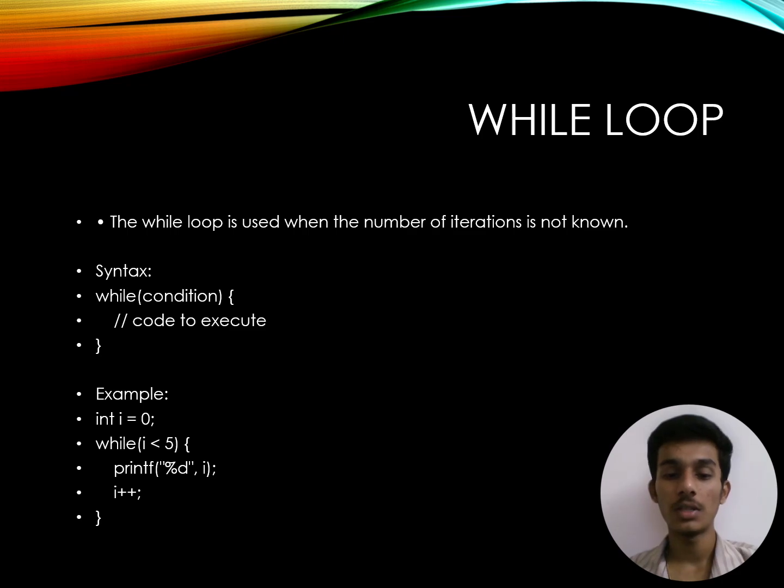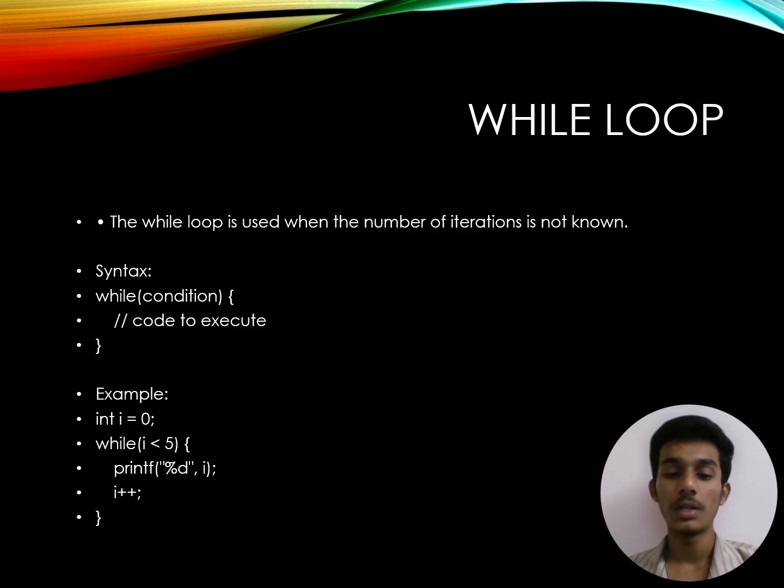Next, while loop. The while loop is used when the number of iterations is not known. We don't know the number of repetitions. In that case, we will use while loop. Syntax for while loop: while (condition), curly braces open. Here we'll write the code to execute, curly braces close.